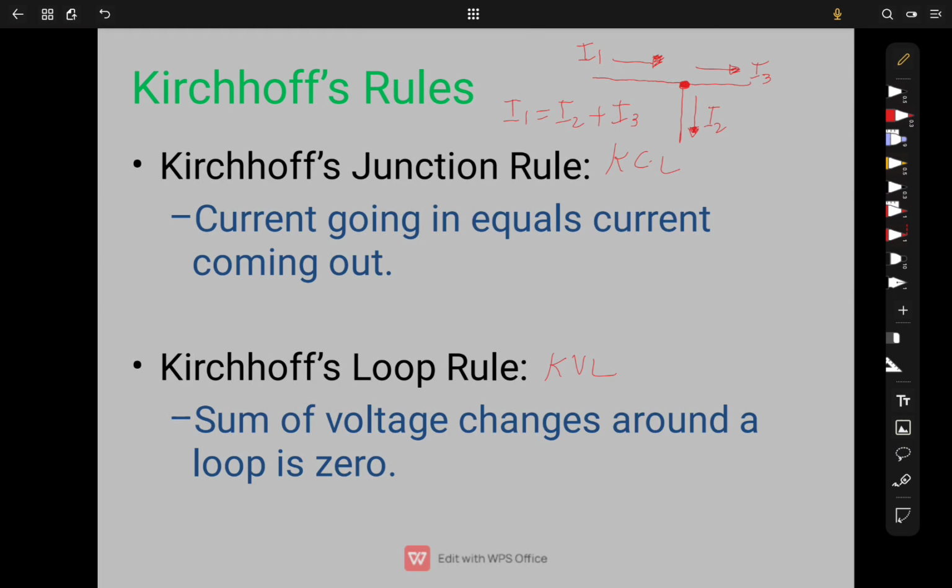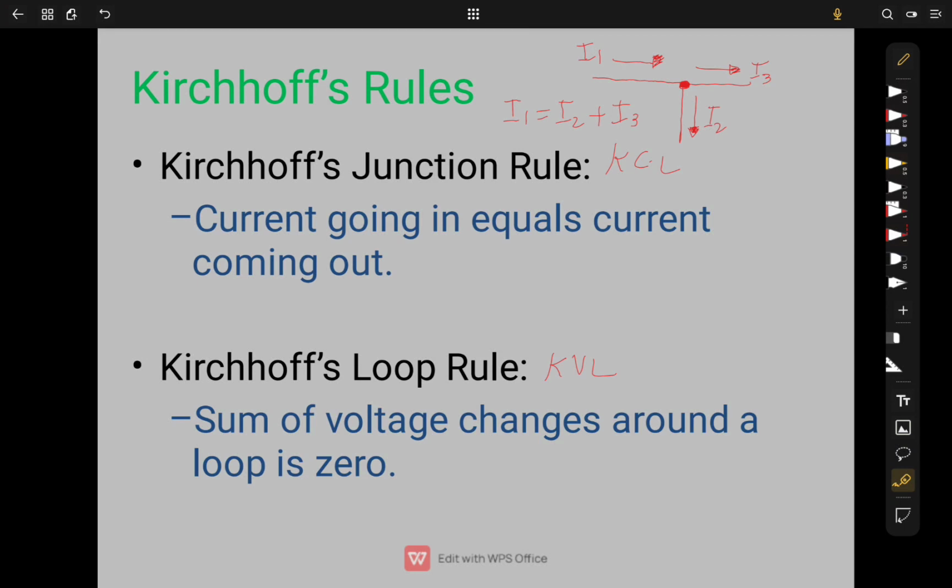So, from this side of our circuit, pumunta yung ating current dito, and nag-share lang din dito. So, nahati yung current I1 natin. Naging I2 and I3. Therefore, masasabi natin, if we combine I2 and I3, is equal lang din sa mismong I1 natin. Kaya the current going in equals current coming out.